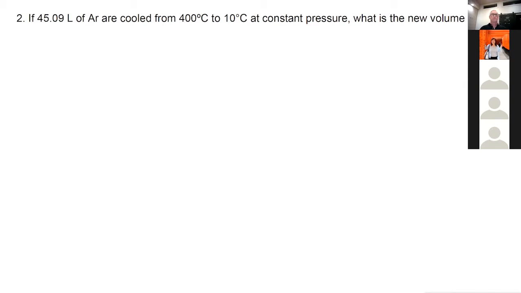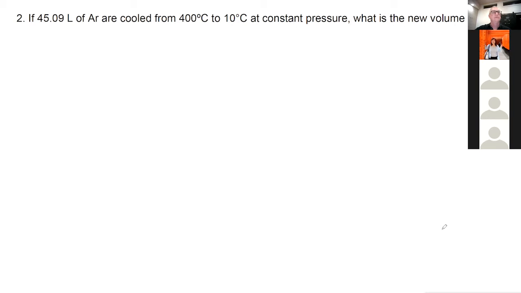All right, number 2. You have a PV=nRT question. We're going to have a couple of PV=nRT questions here. So I've got a certain volume of argon, and it's going to be cooled from 400 degrees Celsius to 10 degrees Celsius, but the pressure doesn't change. So basically, if I had a big balloon at 400 degrees C filled with argon, and I cooled it down to 10, what would be the new volume of the balloon?